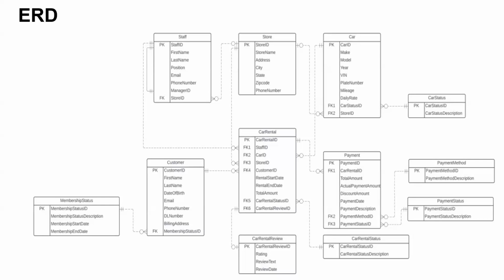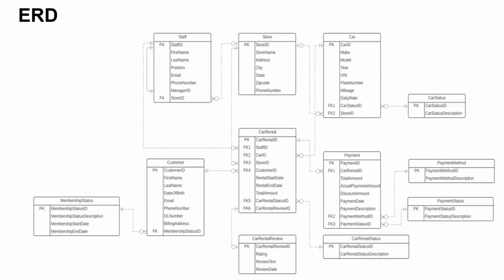The next one is car rental. This is the central entity recording all the rental transactions identified by car rental ID. This is linked to customer ID to know the renter information. Next, it is linked to car ID to know the rented car. Next, to staff ID to know which staff facilitated it. Next one is store ID. This is to know the rental location.